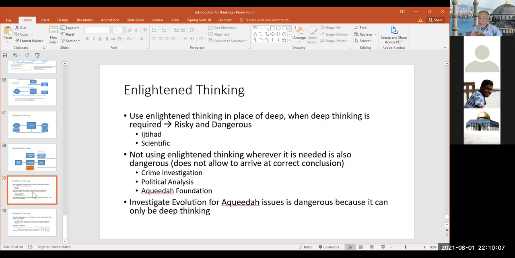And that's where the delicacy of political analysis lies. Political analysis has to be based on enlightened thought. With enlightened thought, you may arrive at a conclusion without all the pieces of information, but with sufficient and necessary pieces of information to allow you to arrive at the conclusion. Okay? So this is a key difference between political analysis and ijtihad. So you can make the right conclusion with sufficient information.